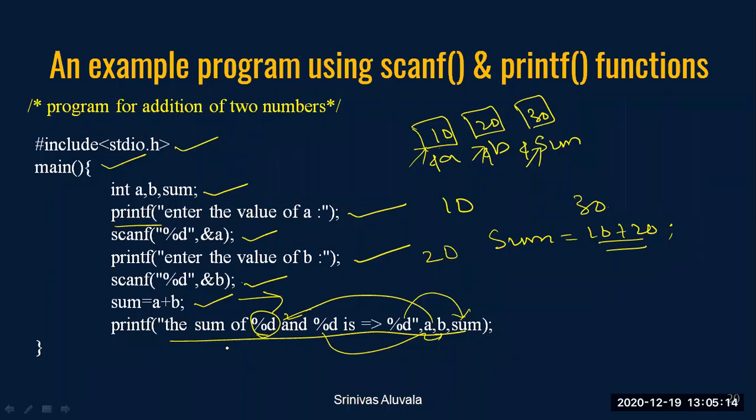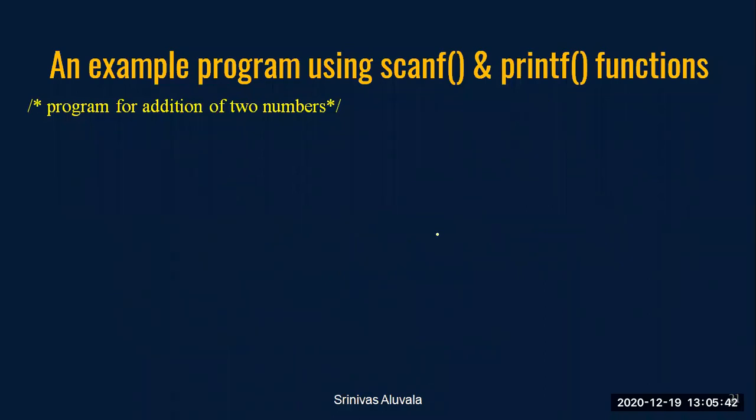Whenever I say a in the printf statement, the output statement, it directly takes the value, which is an integer value. I get the integer value 10 here, I get the integer value 20 here, and I get the output: the sum of 10 and 20 is equal to, what is the sum? The sum is 30. I call a, b, sum, so I get the sum of 10 and 20 is equal to 30. This is the output I get from the compiler or the program.